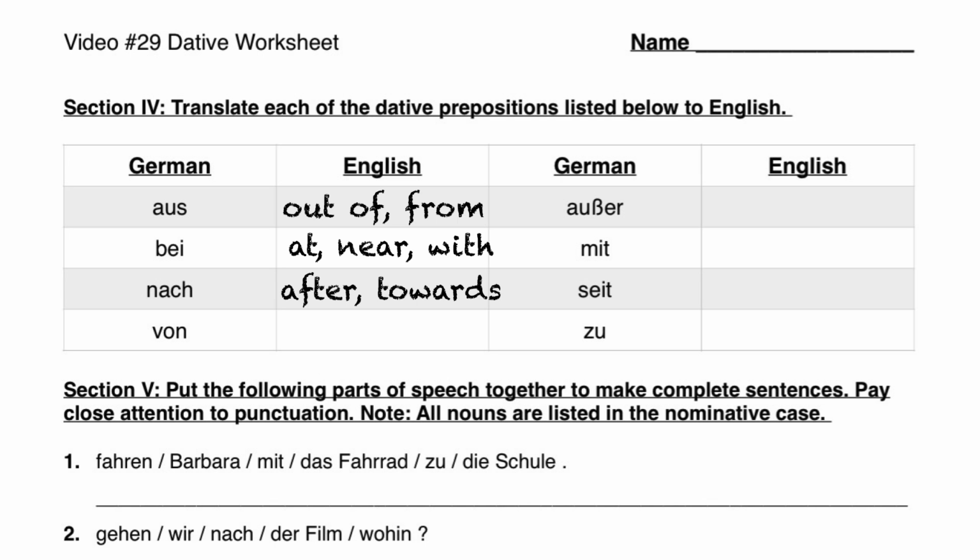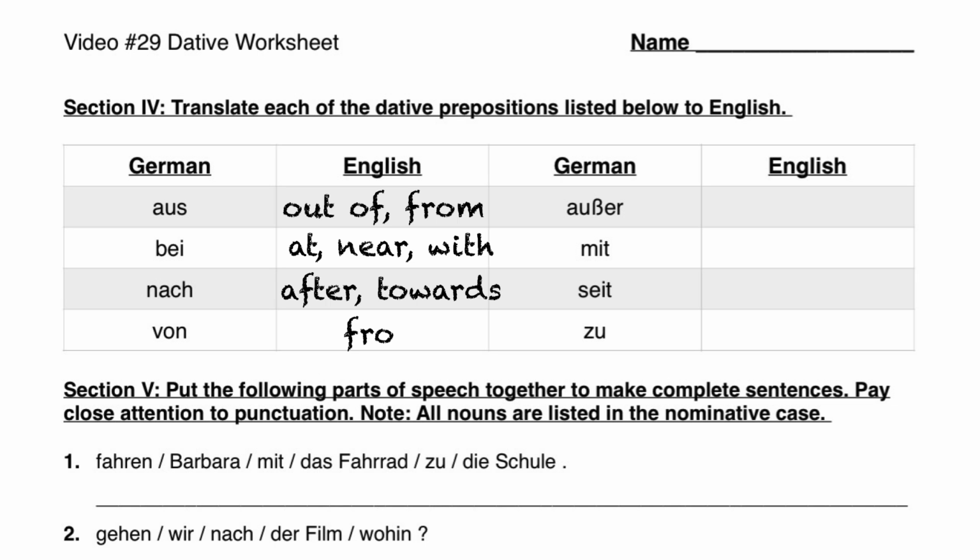Nach is used as after or towards. If you're saying nach dem Film, after the film, that would be after. If you're going towards something, you're probably talking about anything that is a city or larger. So nach Chicago, nach London, nach wherever it is. That would be used as towards. Don't forget that you also use this one with nach Hause, towards home, because you have that nach and zu business that we talked about before.